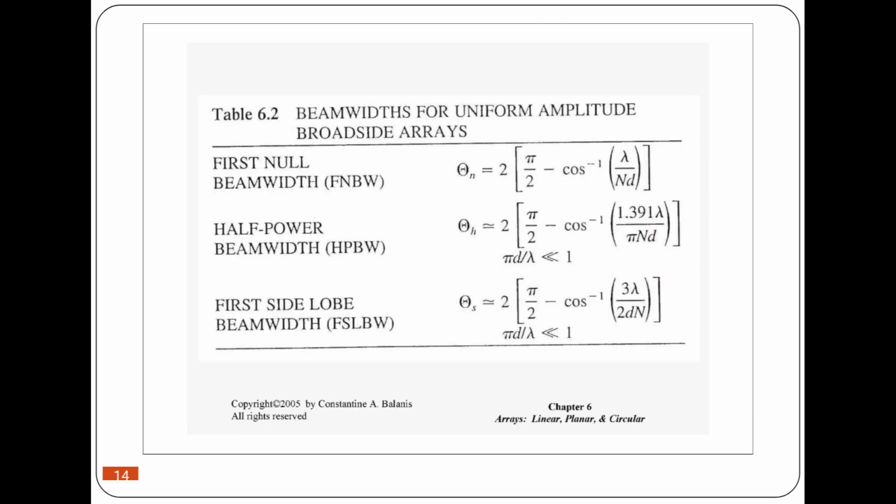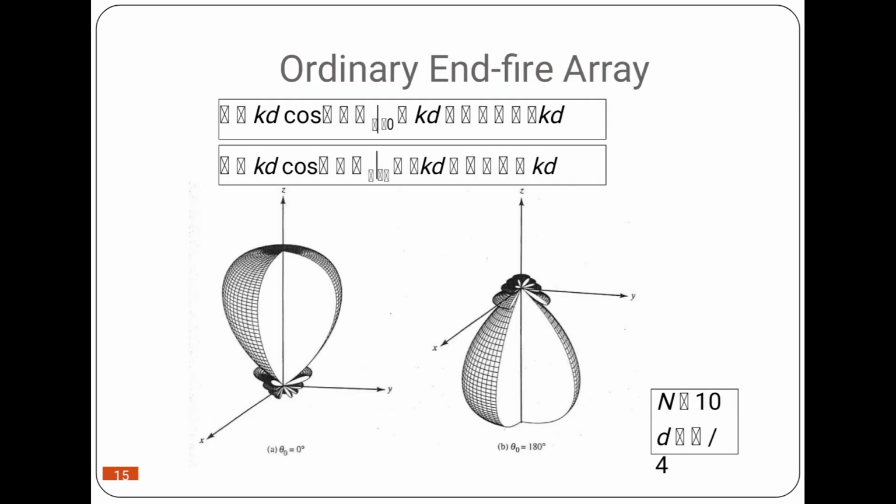Beamwidth for the uniform amplitude broadside array: the first null beamwidth theta n equals 2 into pi by 2 minus cos inverse lambda by d. Half power beamwidth theta n equals 2 into pi by 2 minus cos inverse 1.391 lambda by pi n d. First side lobe theta equals 2 into pi by 2 minus cos inverse 3 lambda by 2 n d.